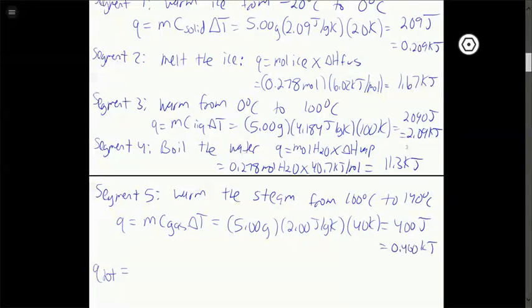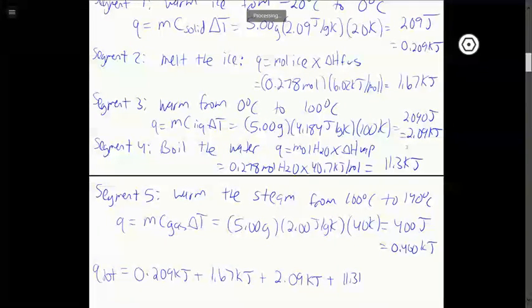And then finally, the total amount of heat that we've added to do this transformation is going to be the sum of all of them. So 0.209 kilojoules, which was warming the ice to its phase change temperature of 0. 1.67 kilojoules, which was required to melt the ice. 2.09 kilojoules, which was required to warm up the water to 100. 11.3, the biggest contribution, is for vaporizing the water. So remember, it takes a lot of energy to vaporize something, so that's very often going to be your largest term.